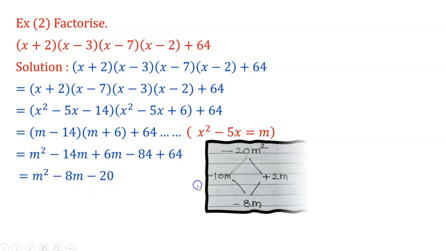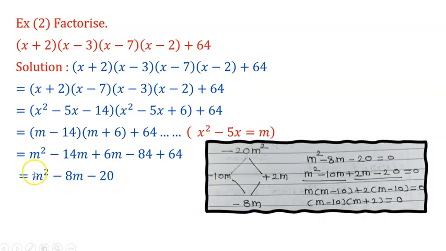Now factorize this. Again see this here. The product of first and last term is minus 20m square. Middle term is minus 8m. Again find out the two numbers such that whose sum is minus 8m and the product is minus 20m square. Now see this here. There are the two numbers, that is minus 10m and plus 2m. Their sum is minus 8m and the product is minus 20m square.